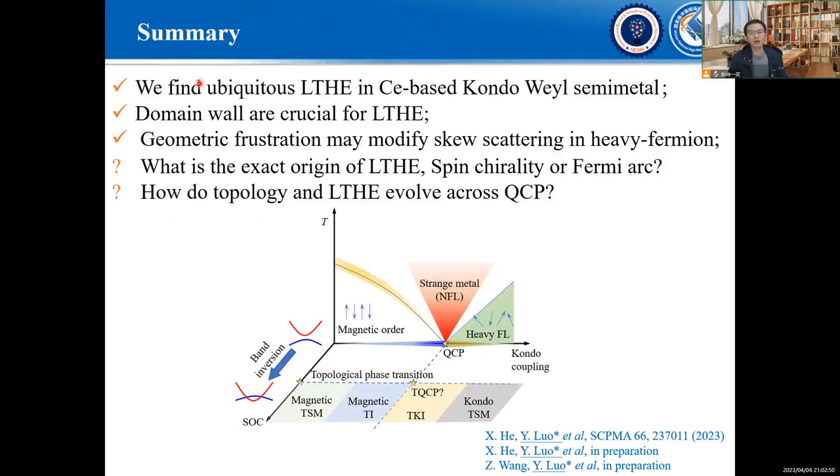Let's draw some conclusions. We found the loop shift topological Hall effect is quite common in cerium-based Kondo Weyl semimetals. And we also found that domain walls are crucial for this effect. But many questions remain open. For example, although we propose two scenarios, the spin chirality and the Fermi arc, we still do not know which is the exact reason for the loop shift topological Hall effect. And we still do not know how the topology and the loop shift topological Hall effect evolve with pressure, especially how they change across the quantum critical point.